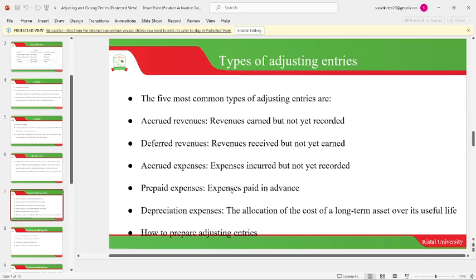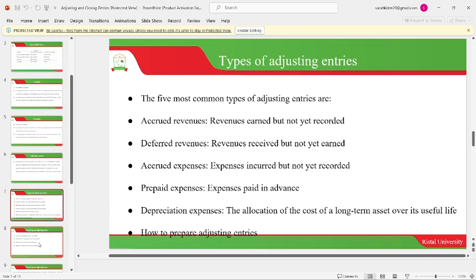Then we have prepaid expenses, which are expenses paid in advance. These are expenses that you pay for the next month. For example, you pay an excess amount, so it is pushed to the next month. For instance, you're supposed to pay $100 rent for this month, but you pay $150. When you pay that $150, the $50 will be prepaid for the next month. So that's prepaid expense. Then we have depreciation expense, the allocation of the cost of a long-term asset over its useful life.